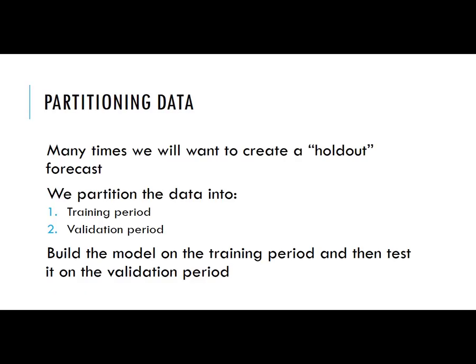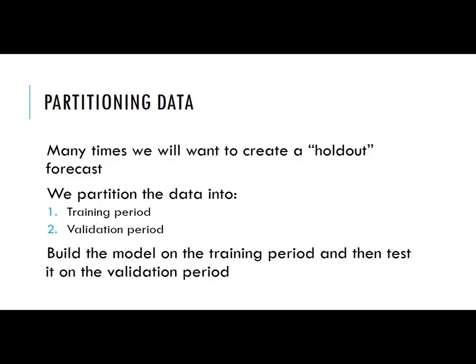So the other thing we have to talk about is partitioning the data. So many times what we want to do is partition the data into 2 subsets for a time series. So we'll partition it into a training period and a validation period. Remember, a partition means we take the whole thing, split it up. There's no overlap between the 2 periods in this case. So the training period has more historical data. The validation period, we're holding out.